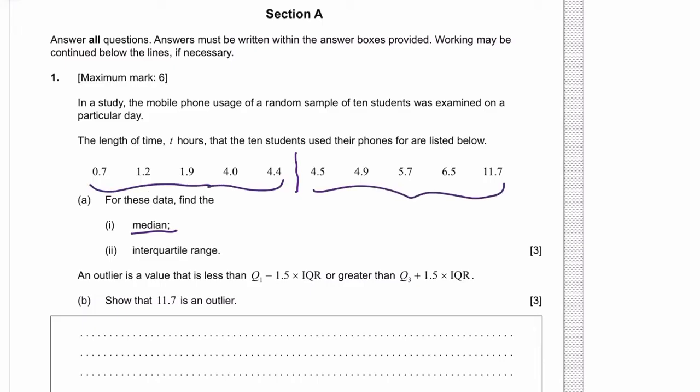So, the median is in between 4.4 and 4.5. So, you add them up, divided by 2. So, it's 4.45.